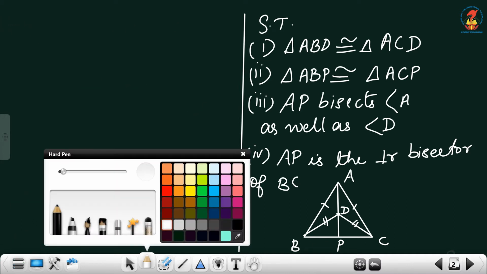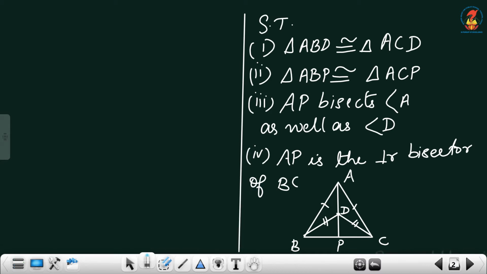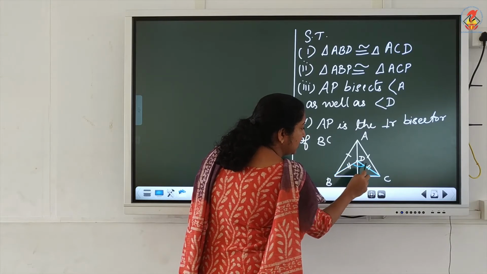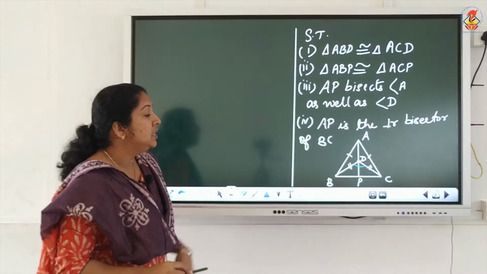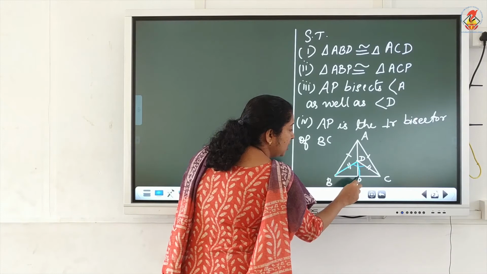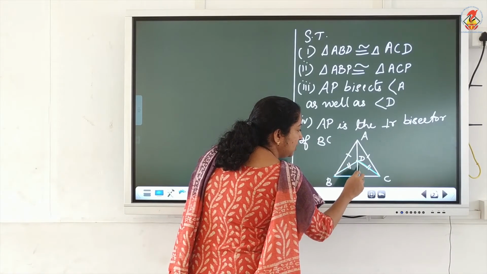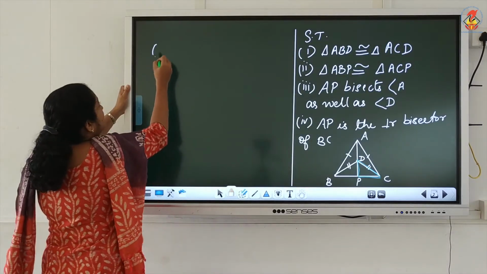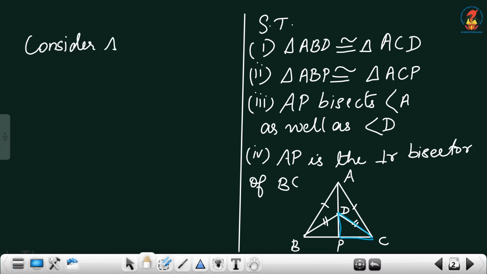For this, you have to consider these two triangles. This is angle D. We have to prove that AP bisects angle D also. For this, you have to consider triangle BDP and triangle CDP.